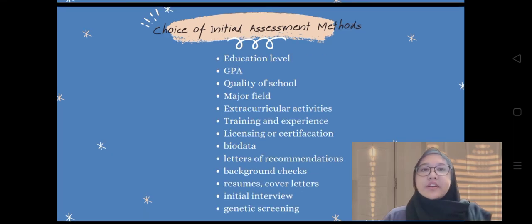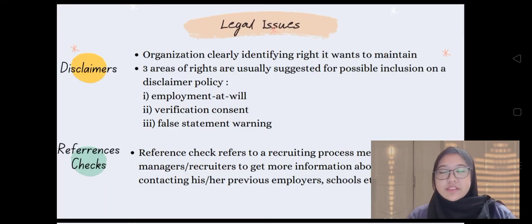The choice of initial assessment method also includes education level, GPA, quality of school, major field, extracurricular activities, training and experience, licensing and certification, biodata, letters of recommendation, background checks, resume, cover letter, initial interview, and genetic screening. We have the legal issues.